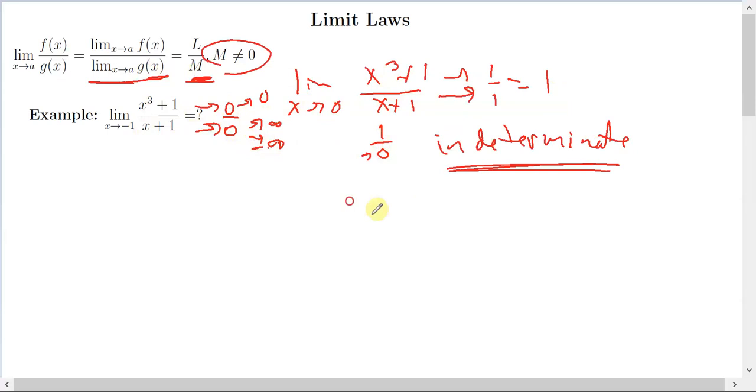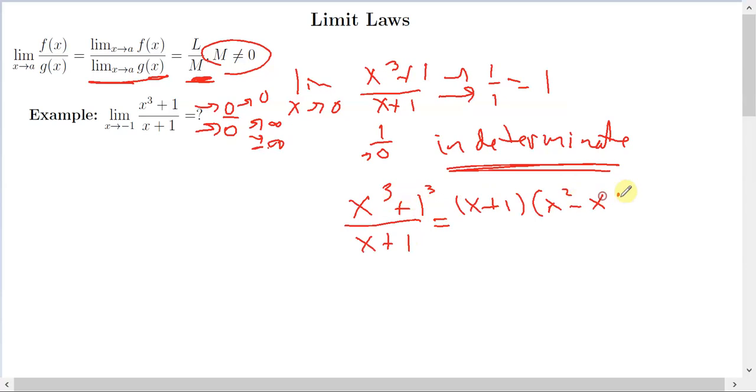So I know that x cubed plus 1 can be factored. x plus 1 is already as simplified as you can get. But as long as I factor this correctly, this is a sum of cubes, so it's x cubed plus 1 cubed. I know that can be factored. It can be factored as x plus 1, and then you get x squared minus x plus 1.